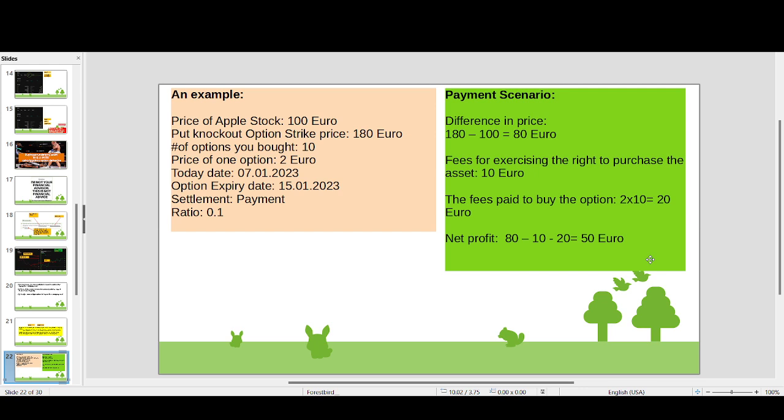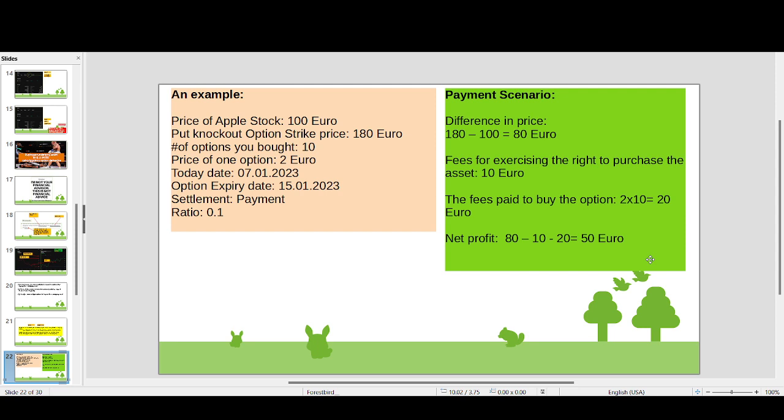So just to give a real example, let's say the price of the Apple stock is 100 euros. The put option you bought is a put option, a knockout option, and the strike price is 180 euro. So you see that the price of the stock is less than the strike price. This is good, it's a put option. You bought 10 options, and the price of one option is 2 euros.